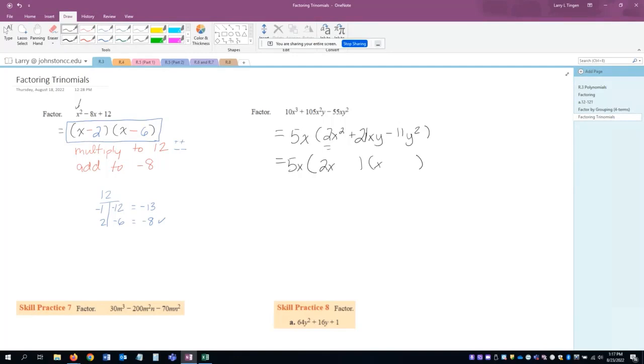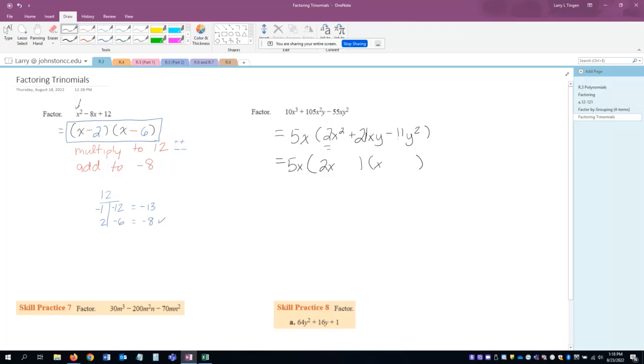That's what I like to hear. Good, good, good. So how about the last two? Well, in my last term, it's negative 11. I need to multiply two things to get negative 11. So what kind of signs do I have to have? They have to be alternating. If I'm going to multiply two things to get a negative, one has to be positive, one has to be negative.